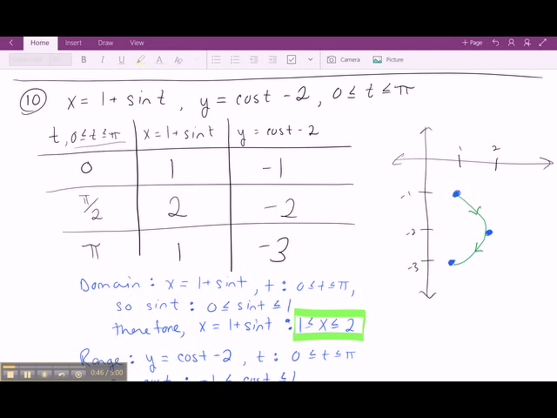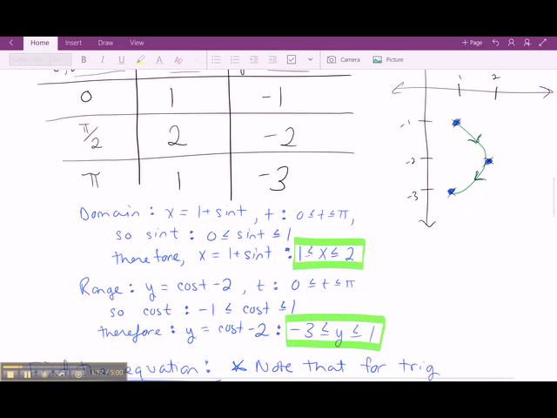So based on these t values, I have plugged them in to the equations for x and y, and I have gotten my values for x and y. So I started off at 1, negative 1, and then I moved to 2, negative 2, and then 1, negative 3. And then I have traced my path with my direction so that I know which direction the path was following, okay? Now, that gives me my graph. Not really sure what that looks like. Possibly part of a circle, possibly part of some sort of a parabola.